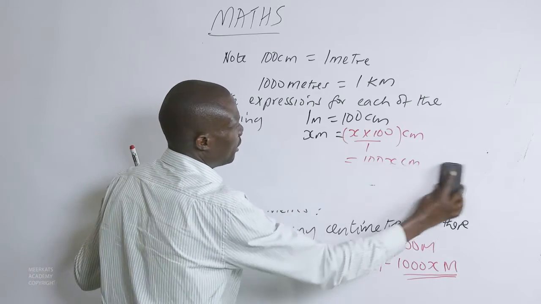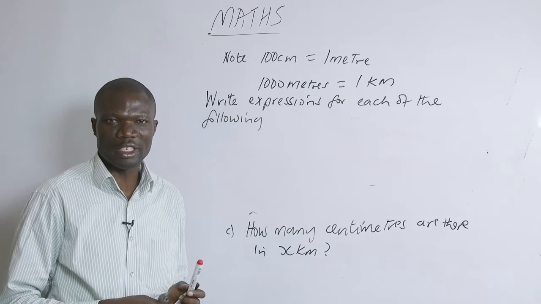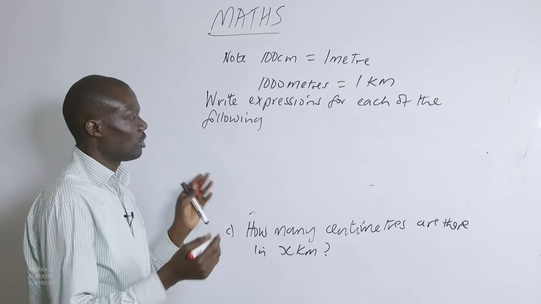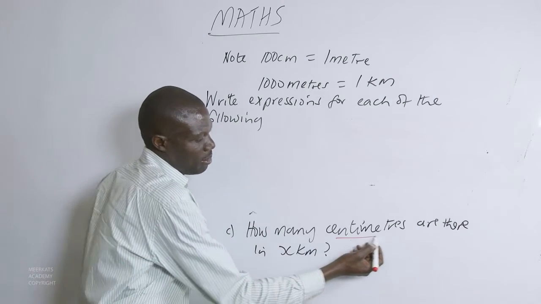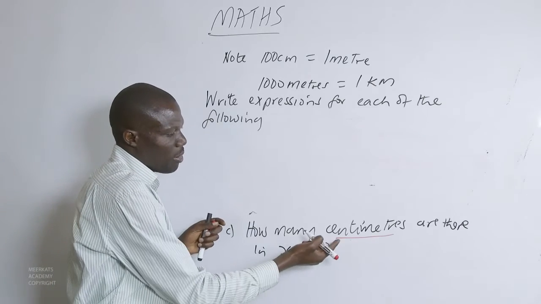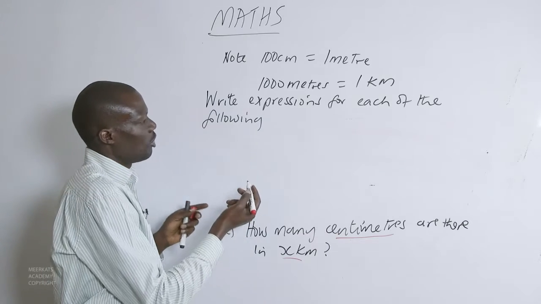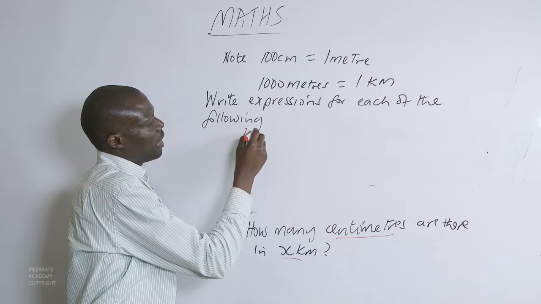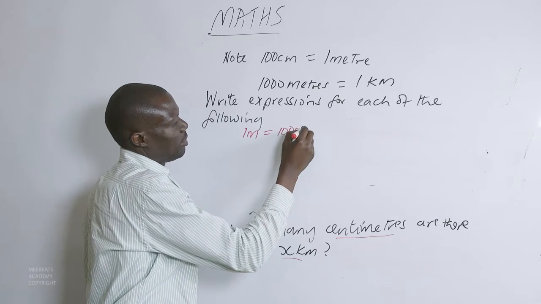For the last one, how many centimeters are there in X kilometers? Now, this one requires us to apply quite a number of knowledge. We need to develop a relationship between the centimeters and the kilometers. And for us to get this relationship, we must first develop the relationship between the centimeters and meters. So we find that 1 meter is equal to 100 centimeters.